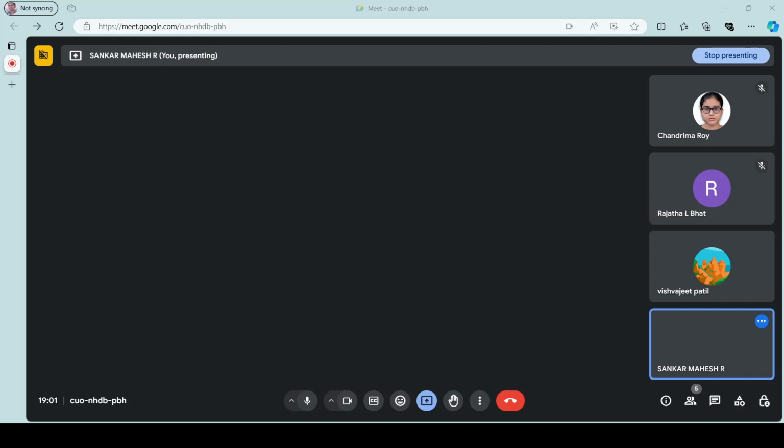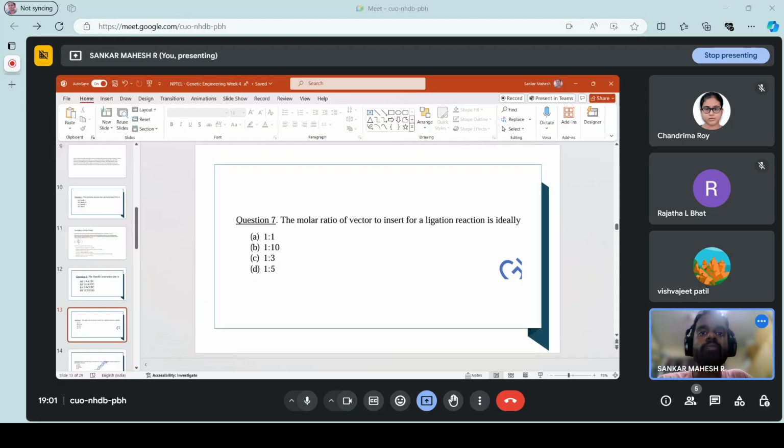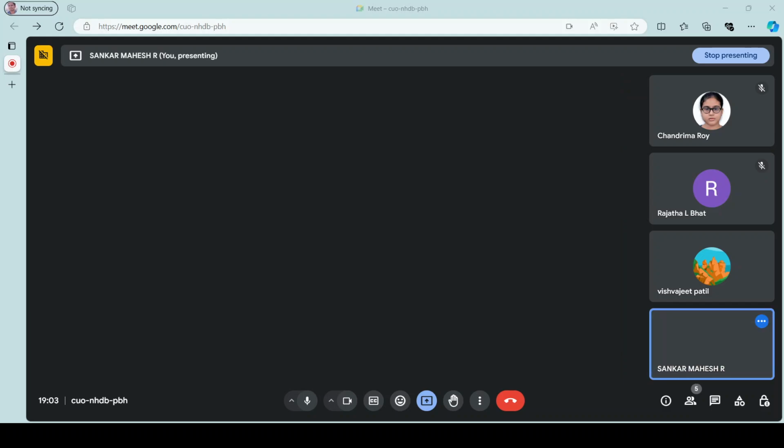Now this 1 is to 3 and 1 is to 5, these are generally used based on the size of your insert. If your insert size is greater than 1 kb for a vector of 5 kb, then we use 1 is to 3. But if your insert is lesser than 1 kb, we use 1 is to 5, right, in practical conditions. But in theory, we use 1 is to 3. Was that clear? Yes, sir. Okay. If you have any questions, you can ask me. I'll further try to clarify. Okay.